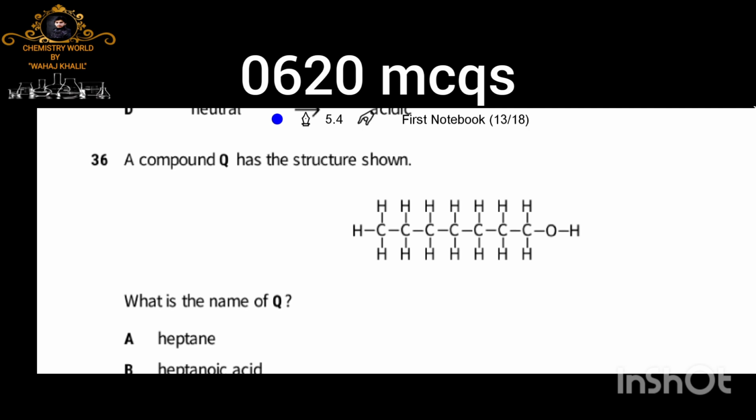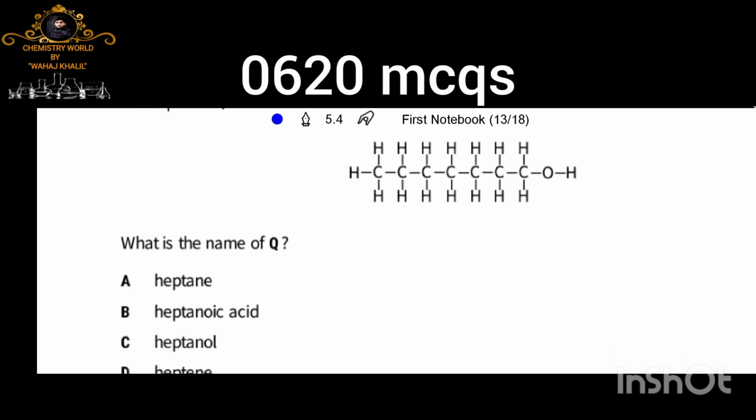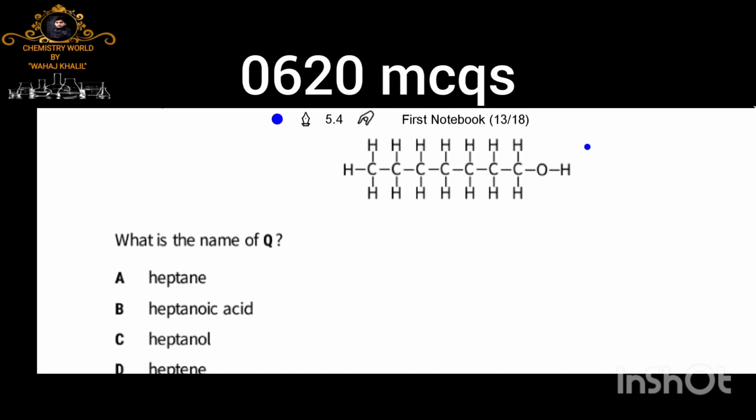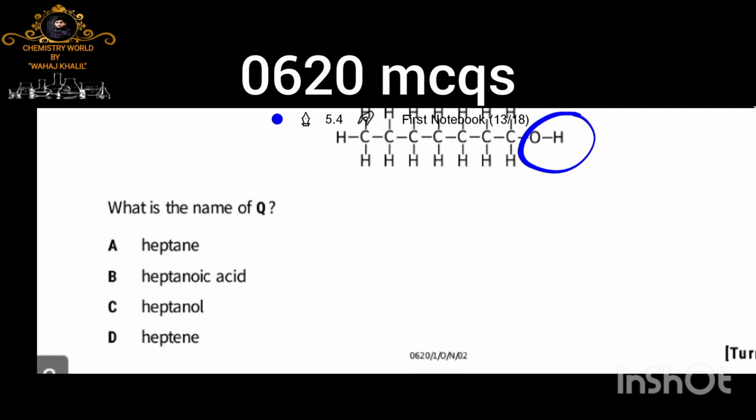MCQ number 36. A compound Q has the structure shown. The structure contains 1, 2, 3, 4, 5, 6, 7 carbon atoms and an OH group, and as we know, OH is the functional group of alcohols. So what is the name of Q? It's heptanol. Option C.